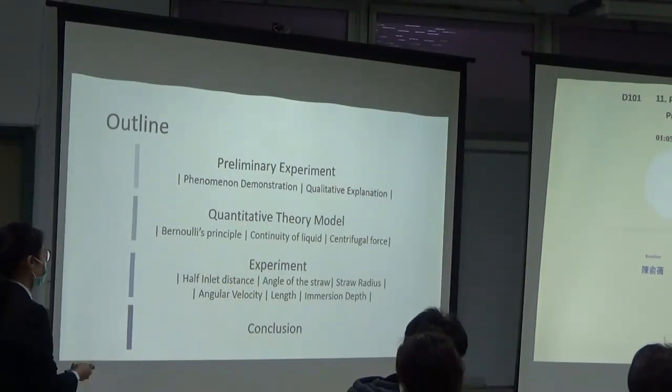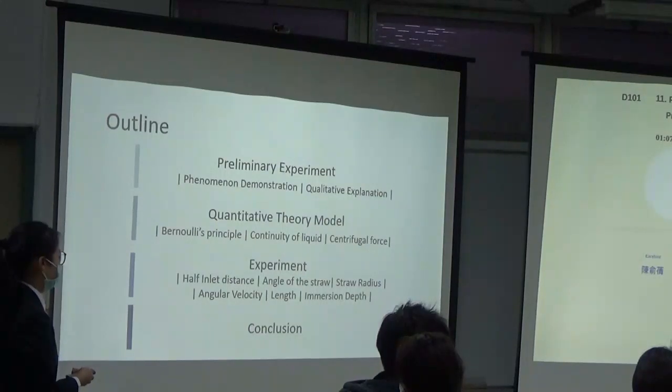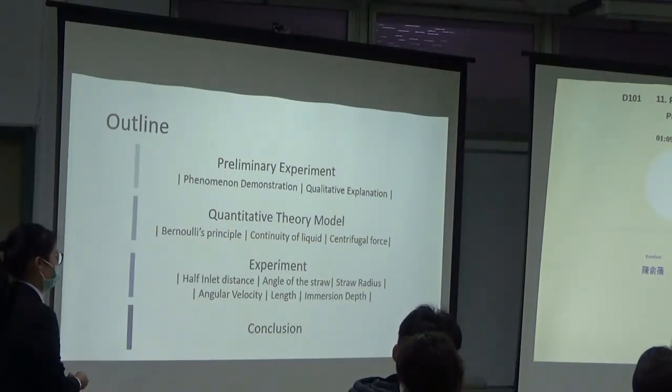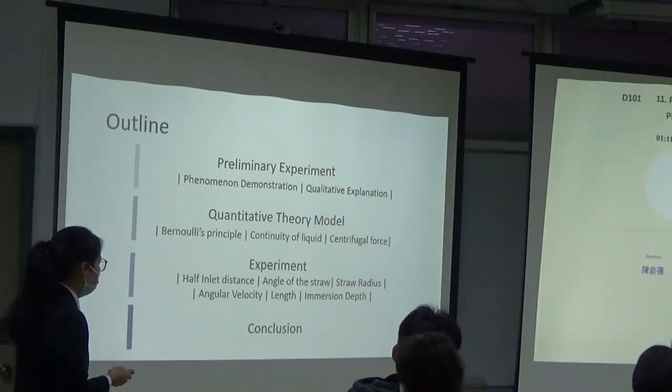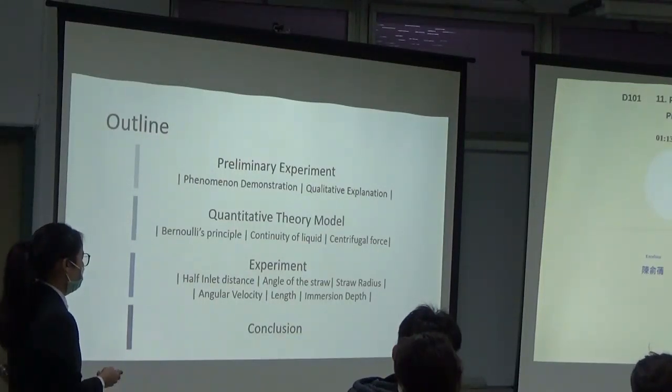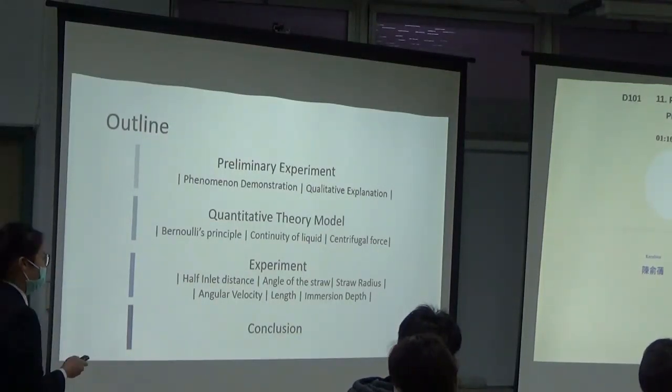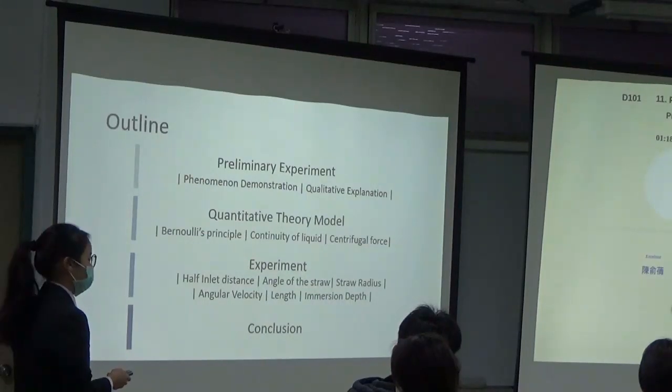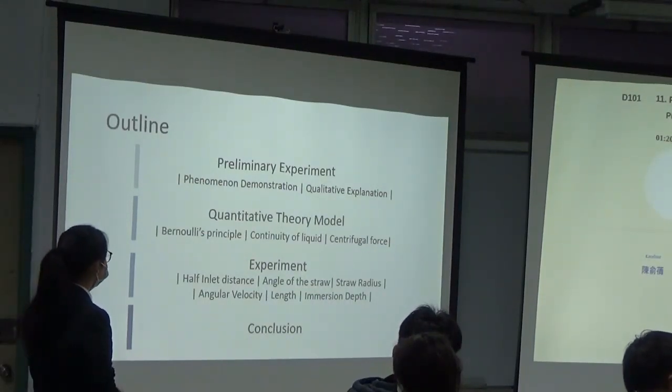And then in our experiment part, we have 6 different parameters, which are the half inlet distance, angle of the straw, radius, angular velocity, and the length of the straw, and also the immersion depth. And finally, I will conclude the above.